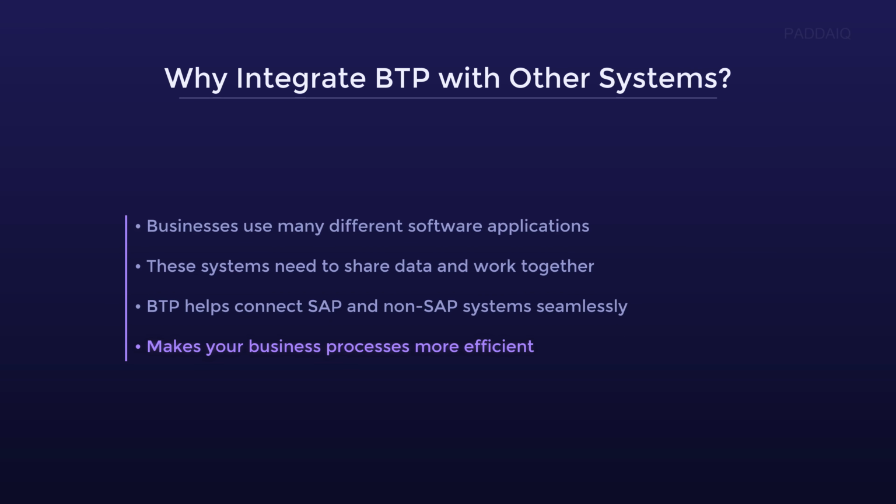Makes your business processes more efficient. This means BTP automates manual steps and connects data across systems, so tasks complete faster with fewer errors. For example, automatically updating inventory records when a sales order is placed in SAP S/4HANA. This seamless automation directly boosts your operational speed and accuracy.